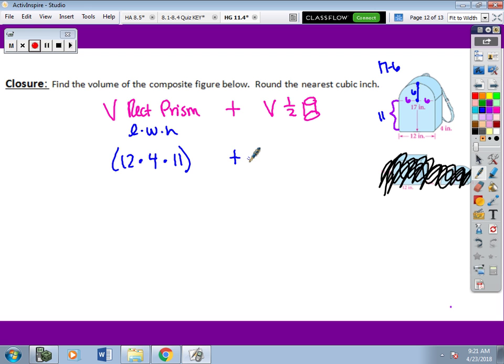And then for our cylinder, we're going to do 1/2 pi r squared h. And we can see the radius is 6. What is the height of the cylinder? This is another place you will plug in a wrong number. It is 4. Remember that the height of a cylinder would be the distance or segment connecting the two circles. So since this is tilted on its side, the height of the cylinder is 4.